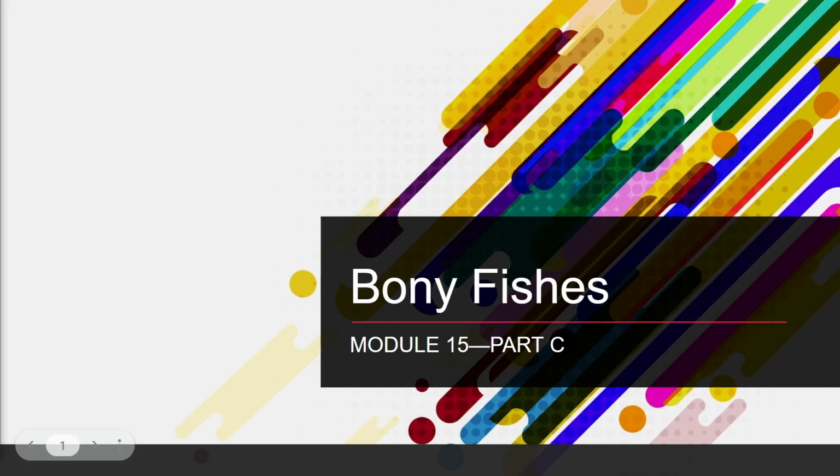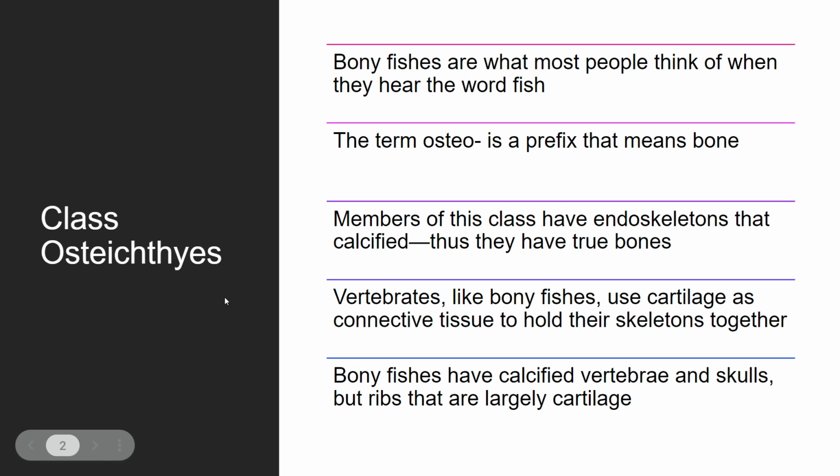Next, we're going to be looking at the bony fishes. So, bony fish belong to class Osteichthyes. Bony fish are what most people think of when they hear the word fish. The term osteo is a prefix, it means bone, and members of this class have endoskeletons that are calcified, so they have what we might consider true bones.